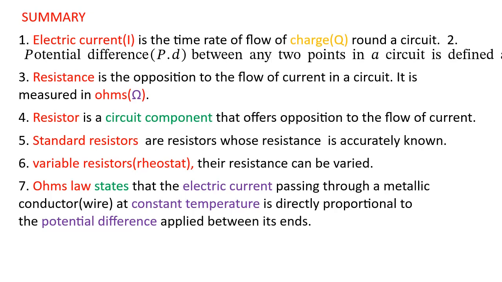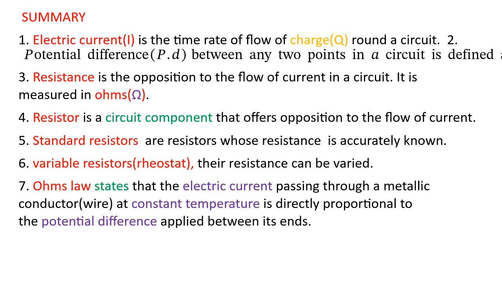Number 3, resistance. The resistance is the opposition to the flow of current in a circuit. It is measured in ohms. Resistor. A resistor is a circuit component that offers opposition to the flow of current. Now, I want you to remember that the opposition to the flow is the resistance, while the component that offers the opposition is the resistor.